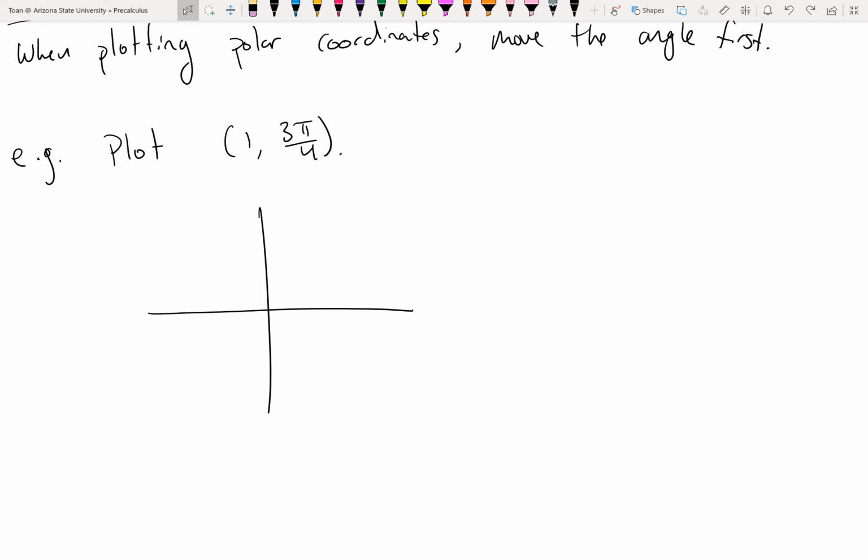So what does (1, 3π/4) mean? It means you're first going to go at an angle of 3π/4. Well, we should know that's in the second quadrant. And again, I'm just going to eyeball it.